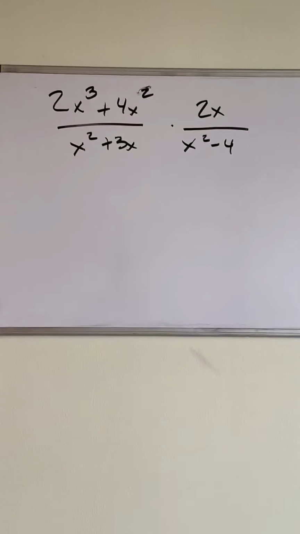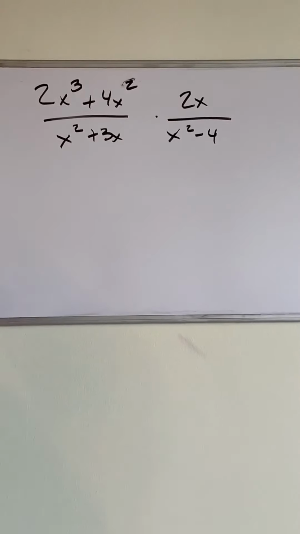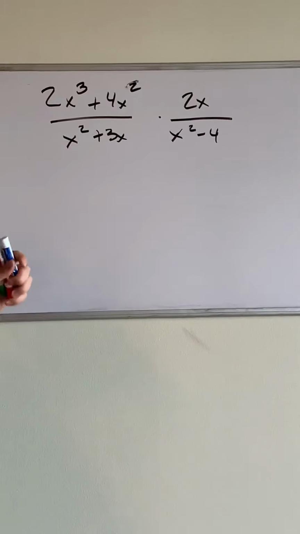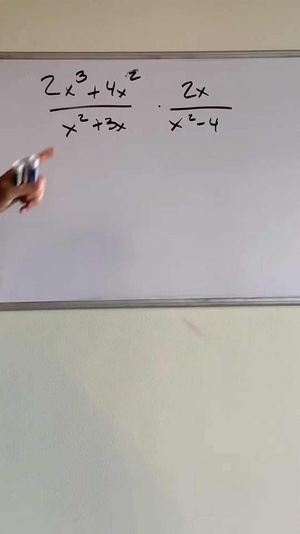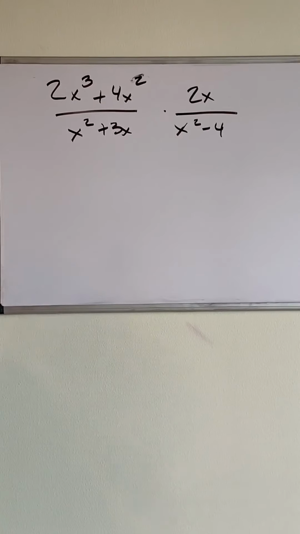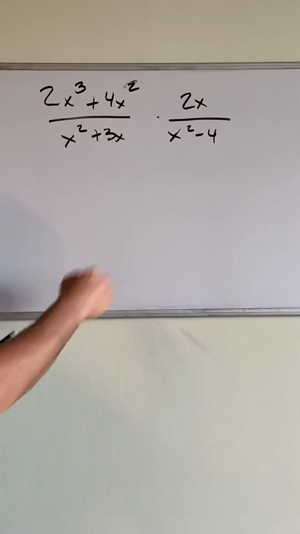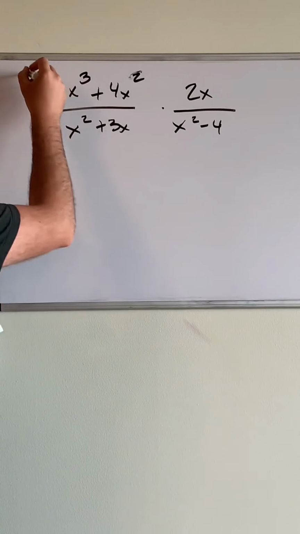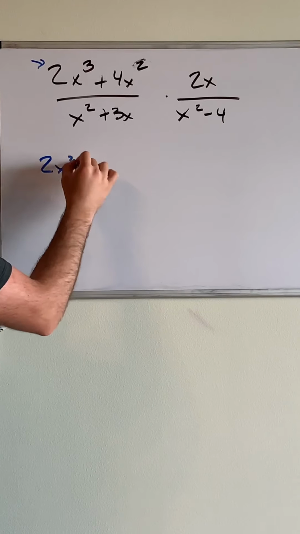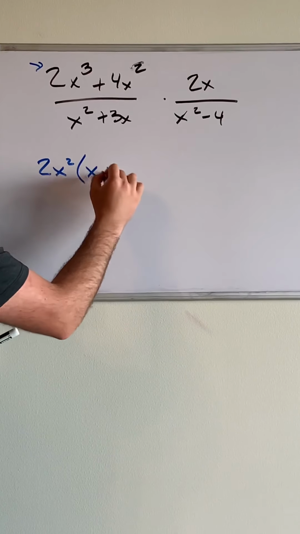All right, here's example number 2. 2x cubed plus 4x squared times 2x, all over x squared plus 3x times x squared minus 4. We're going to get back to the factoring. Once again, that one's going to be in blue. I'm going to take out a 2x squared. That leaves me with an x plus 2.